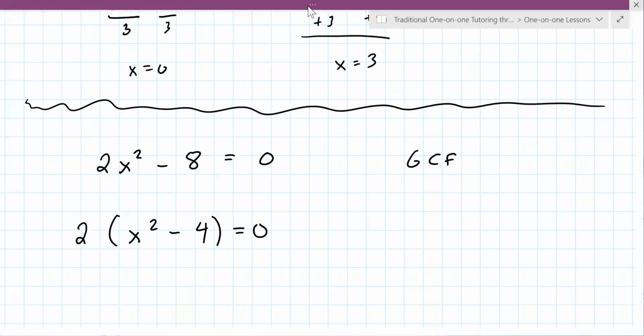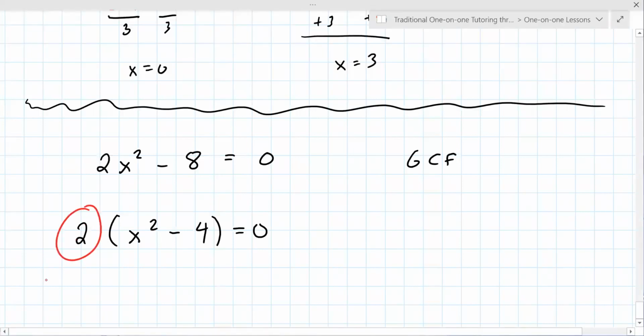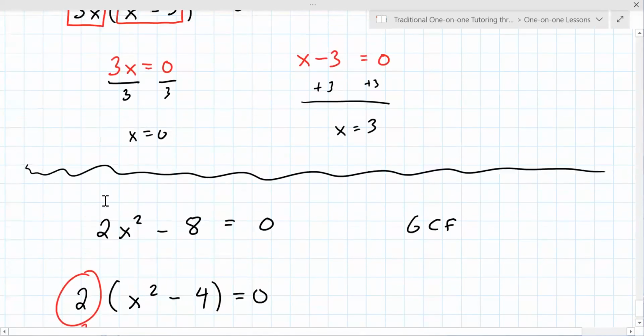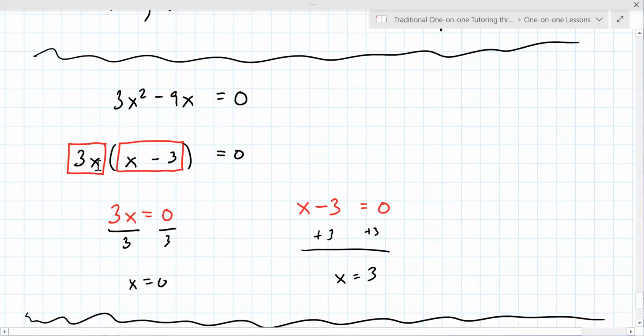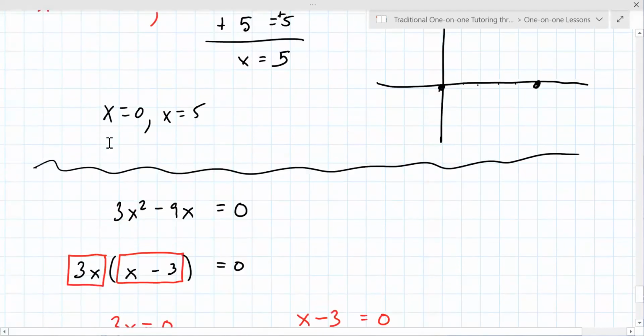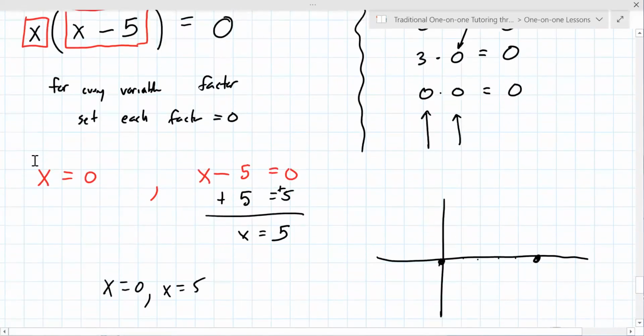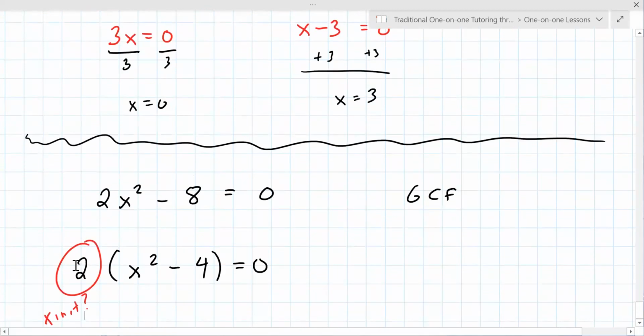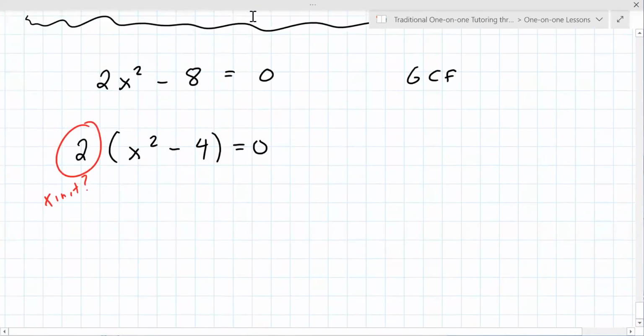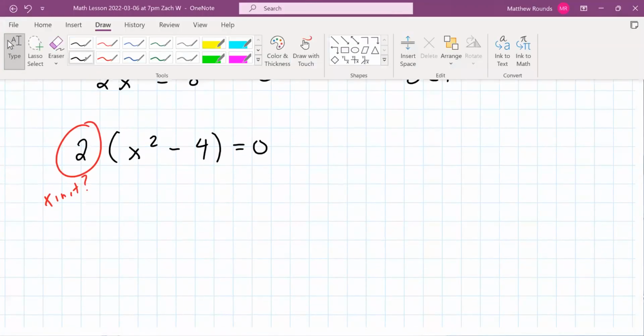I misspoke almost every time I said it, but does this have an x in it? No. So you don't do anything with it. Let's go back and look at this one. Did this have an x in it? Yes, that does have an x in it. If it's got an x, you set it equal to 0. There is no x here, so just ignore it. So then would I just write x squared minus 4 equals 0?